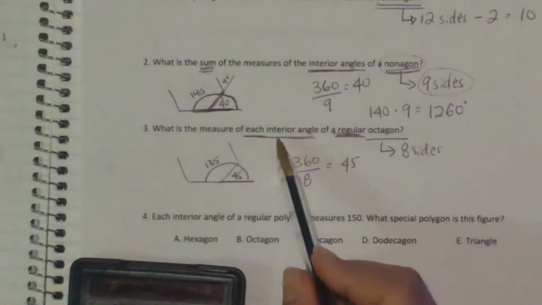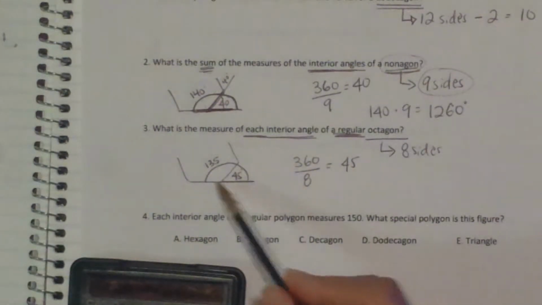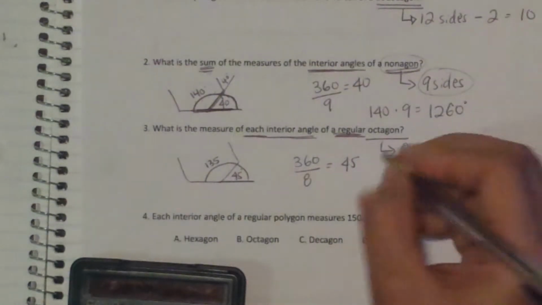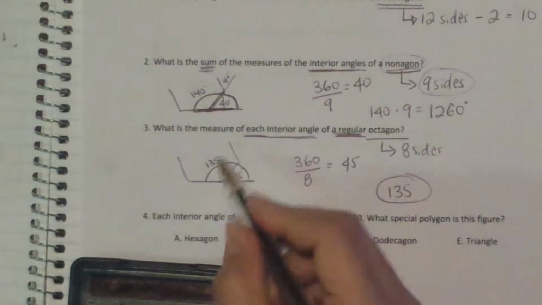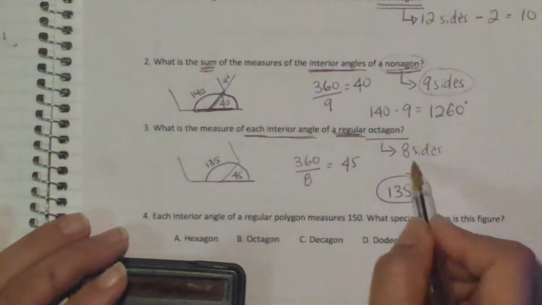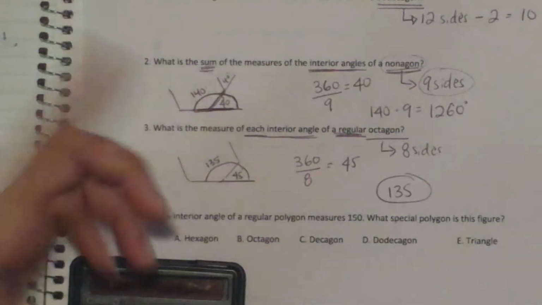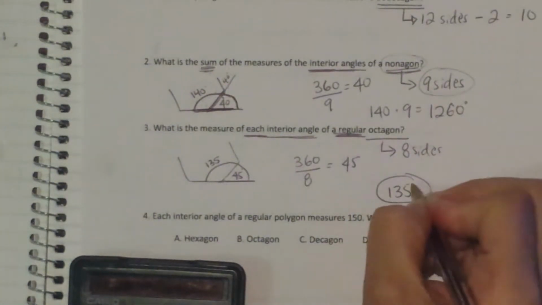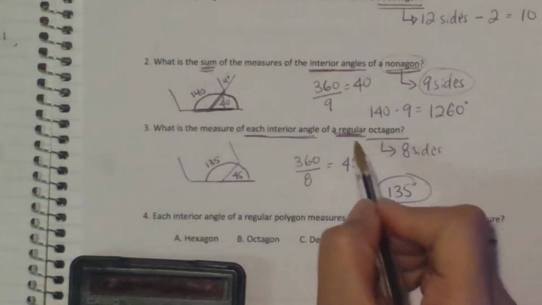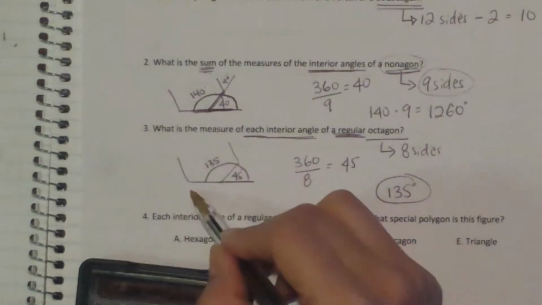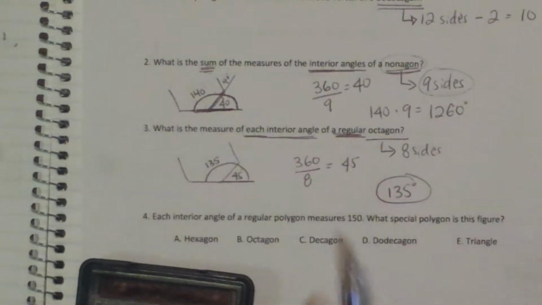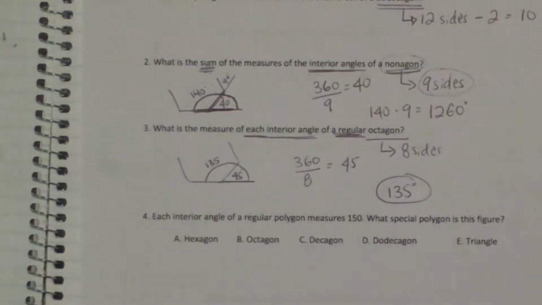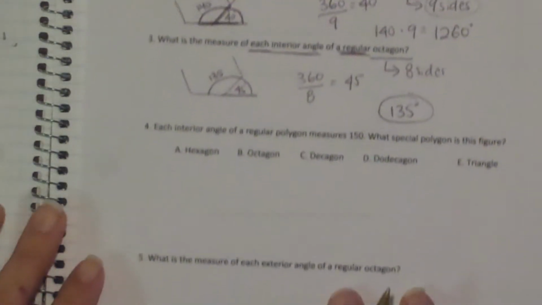Okay, now because they said each, that's where they want me to stop. They want me to find what the angle on the inside is, so it's 135. If they had asked me for the sum, I would have had to do 135 times 8, because there are 8 of 135s. So each is 135, and because it's regular, all of these are equal. So that's why I know that each of them is 135. All right. Next question, number 4.